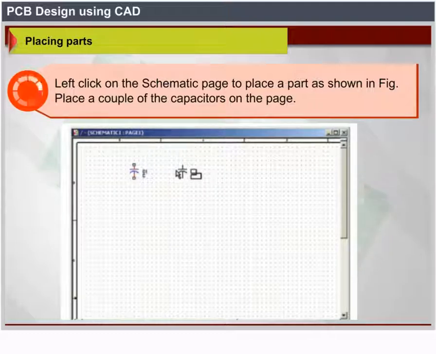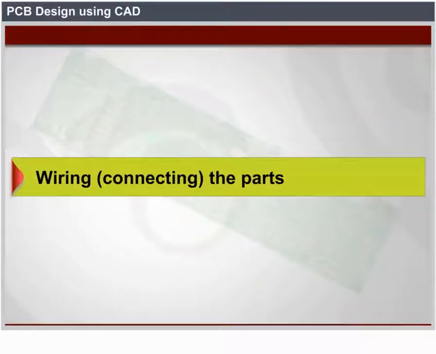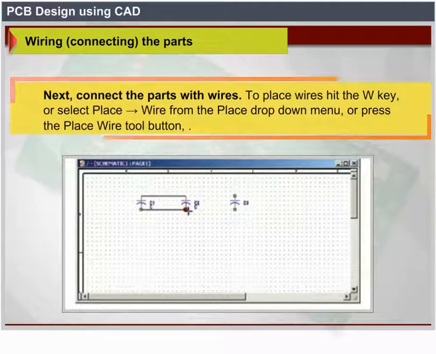Place a couple of capacitors on the page. When you are finished, hit the Escape key or right-click the mouse and select End Mode from the menu. Next, connect the parts with wire.